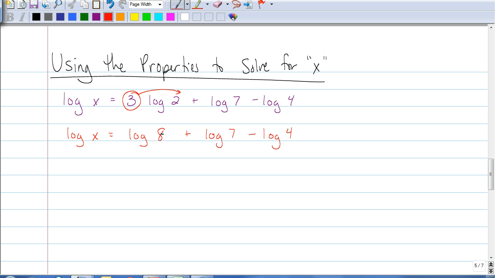Now I want to write everything on the right side as a single logarithm, because right now I have 1, 2, 3 logarithms. I want to write this all as one logarithm. To do that, we're going to apply those third and fourth properties we talked about, dealing with adding and subtracting logarithms. Remember, if we're adding logarithms, we multiply the values together. So it would multiply 8 times 7 and get 56. And we would then divide by 4. And 56 divided by 4 would be 14.